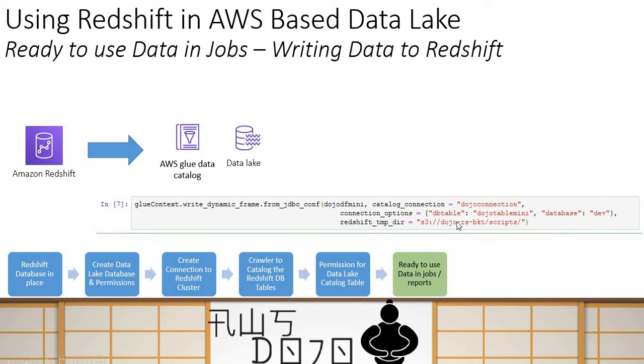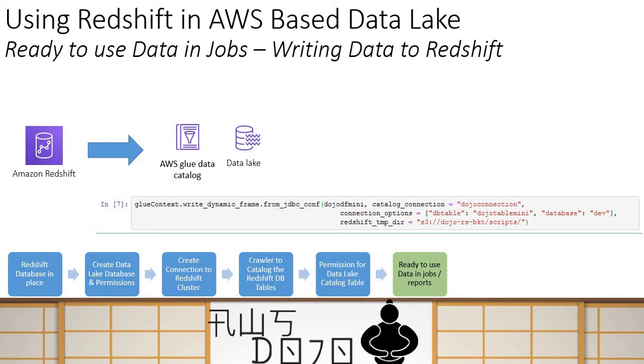So when you run this script, this particular line of code, what will happen is that the data in this dynamic frame will be written back into the dev database in Redshift with this table name. Okay, so this is how you write back the data, again using a Glue connection to connect to Redshift. So this is how you write data back.